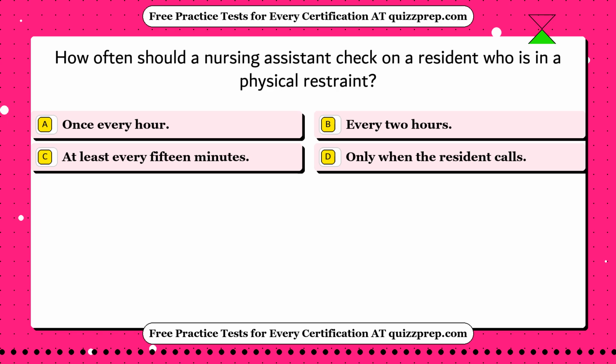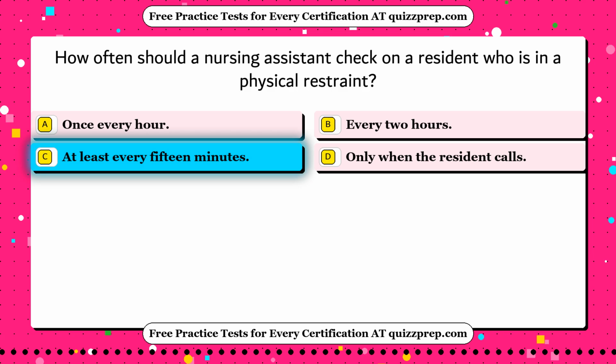Question 23. How often should a nursing assistant check on a resident who is in a physical restraint? Option A, once every hour. Option B, every 2 hours. Option C, at least every 15 minutes. Option D, only when the resident calls.